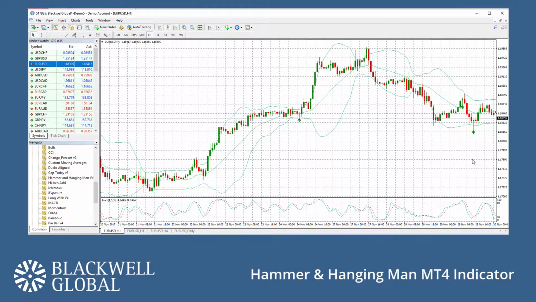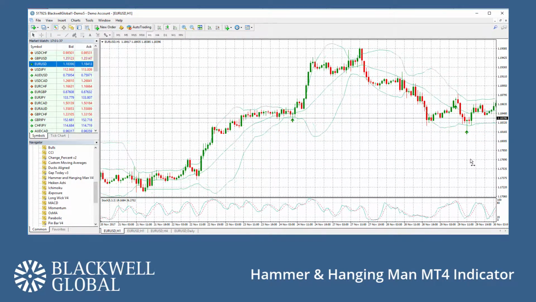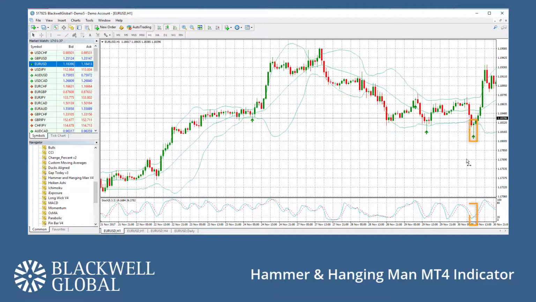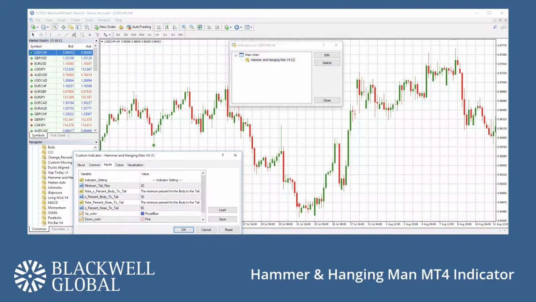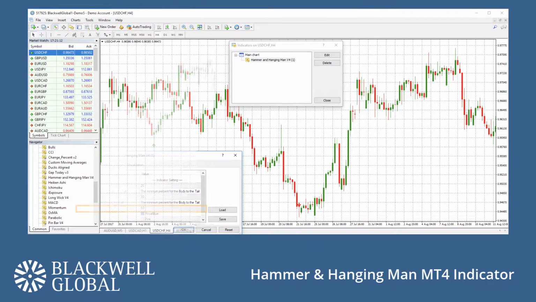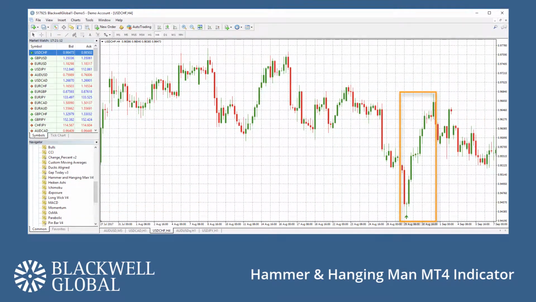Moving on, we are clearly in a ranging market and the same scenario repeats itself. However, backtesting on the $Swiss 4-hour chart, we find the best configuration is 20 pips as a minimum tail size and the percentages as 30 and 50, respectively. Here we have classic reversals at key levels of support.